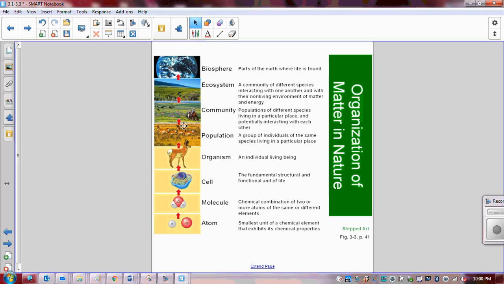This graphic is just showing you that progression from atoms all the way up to our biosphere. And if you need to, you can pause the video here so that you can get your notes filled in.